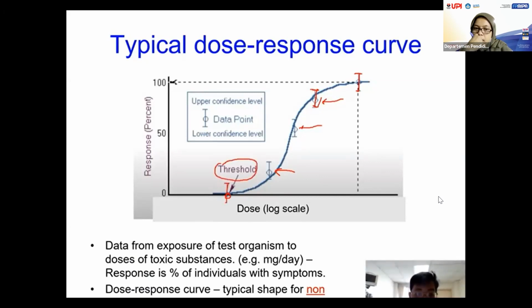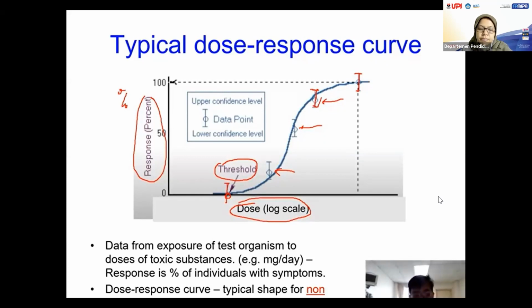The data is from exposure of test organisms to doses of a toxic substance. So this is the response, and this is the dose in log scale. Usually it's in log scale. The response is a percentage, in terms of the percentage of individuals with the symptom or the response. If it's deafness, then the response is deafness. If it's a problem with the central nervous system, then the response is problems with the central nervous system.